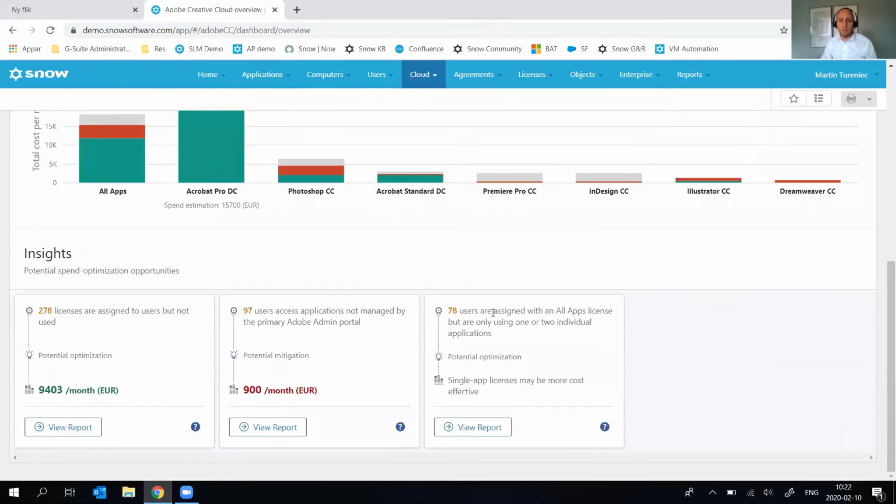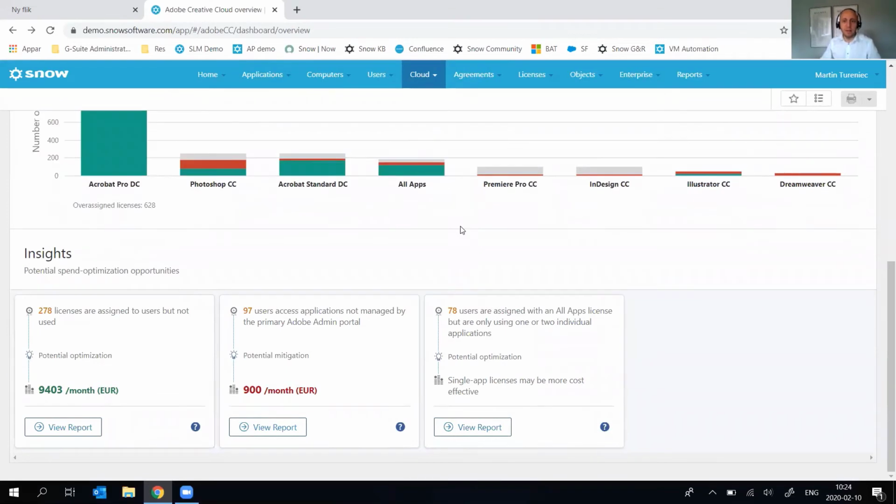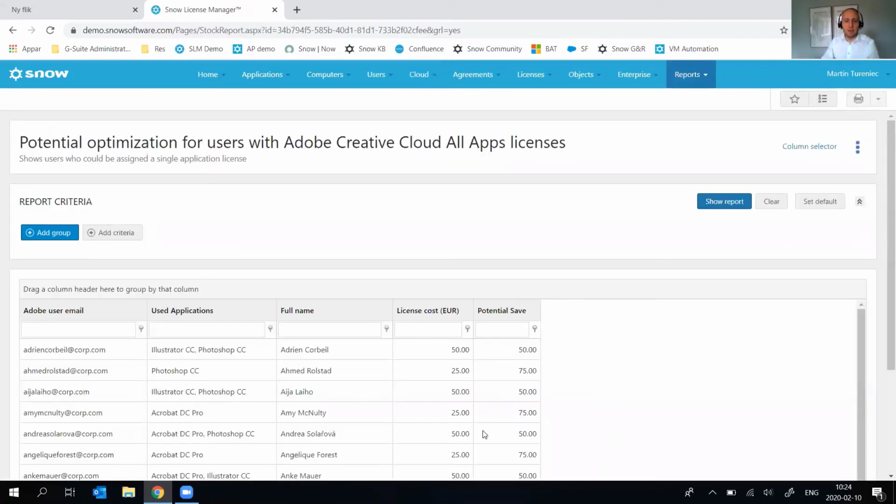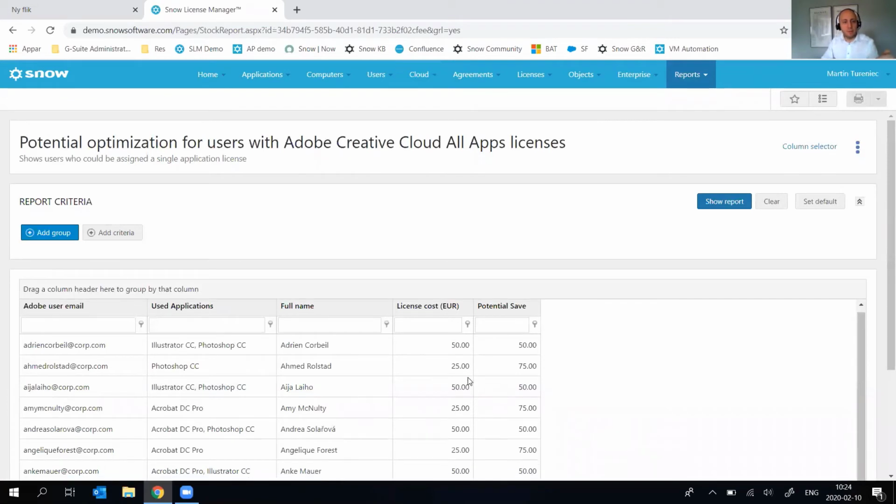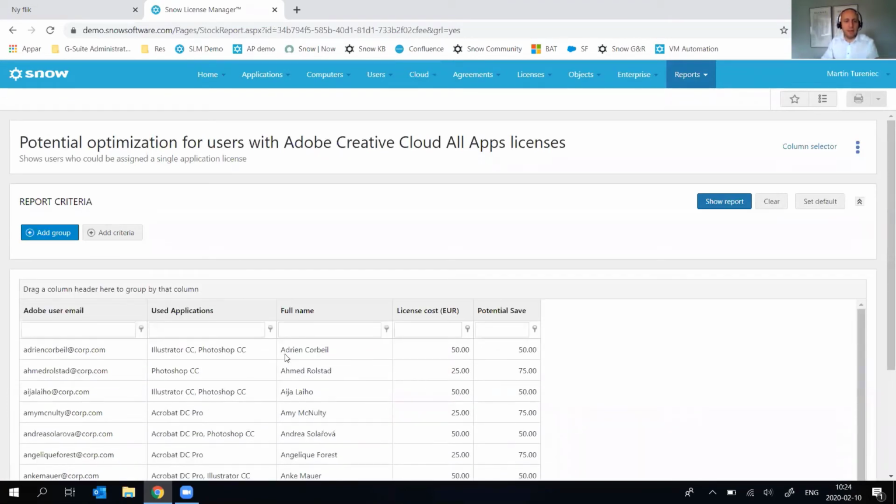For instance, the report that shows you the users that have all apps licenses. So, Neil, if I wanted to see that you were utilizing your all apps suite to its full extent, then I would view this report to see if there is potential optimization. In this case, in the first row, we have Adrian, and Adrian has been using Illustrator and Photoshop, only those two applications. That means that Adrian isn't justifying the cost of the full suite.